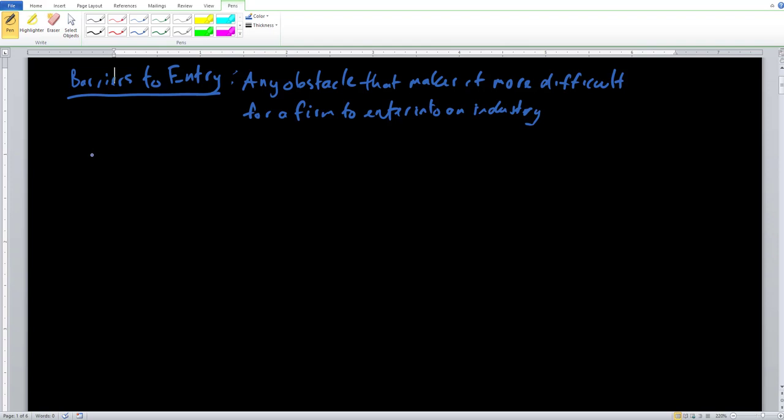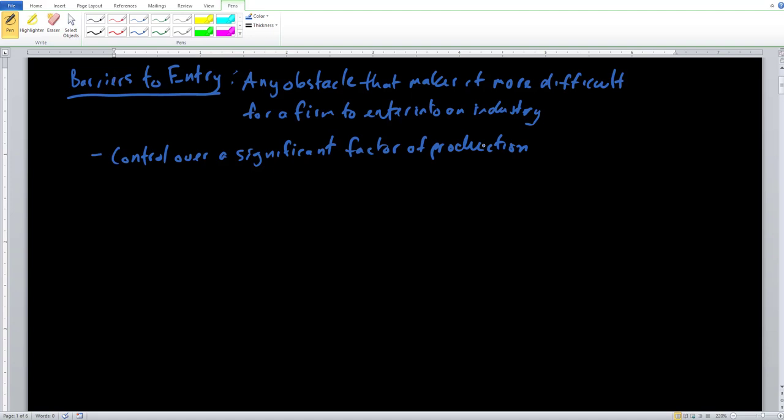Barrier to entry number one is going to be control over a significant factor of production. And this one is probably the most usual or common barrier to entry that you think about. And this one makes a lot of intuitive sense.